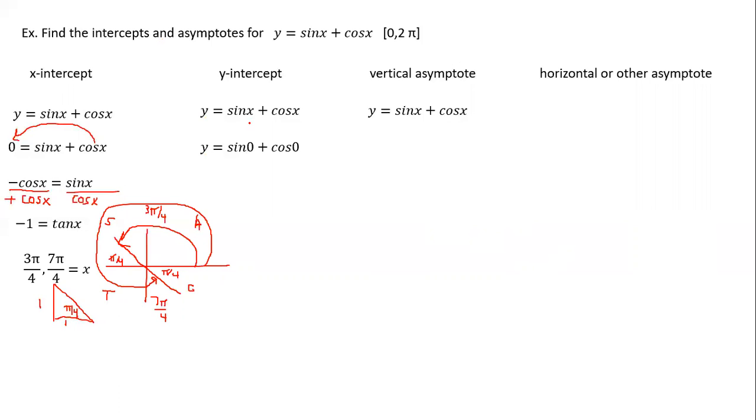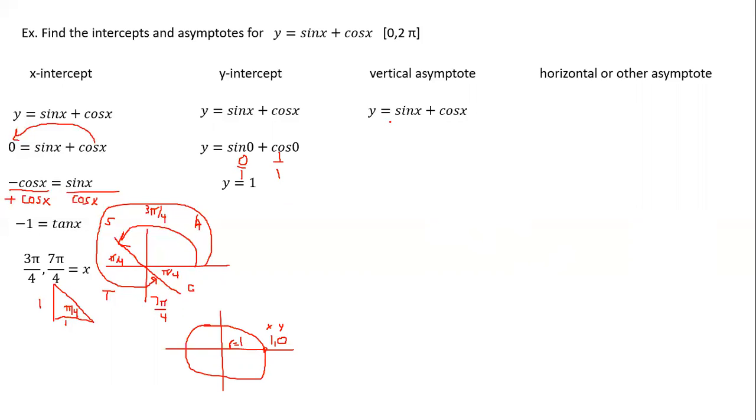Y-intercept, we'll let x equal 0. All right, how do you calculate the sine and cosine of 0? We're at this point right here. That's the point 1, 0. So that's our x and our y. We have a circle of radius 1. Sine is y over r. So that's 0 over 1. Cosine is x over r. That's 1 over 1. I think our answer for that is 1.